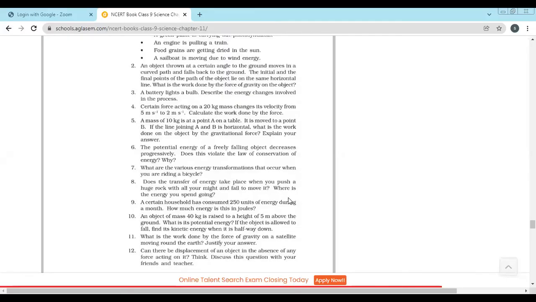Seventh, what are various energy transformations that occur when you are riding a bicycle? Yes, who will tell now? When we are riding a bicycle, then what kind of energy transformations are going on? Yes, who will tell this?